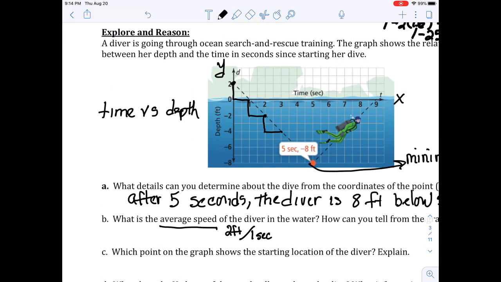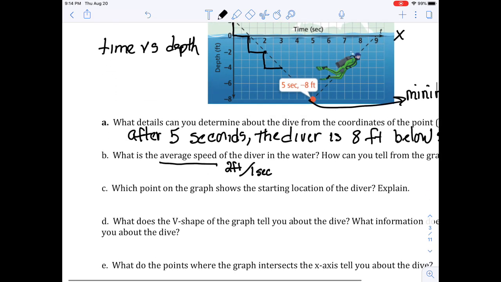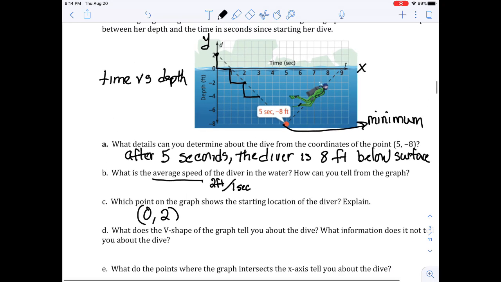Which point on the graph shows the starting location of the diver? So the starting location of the diver is right here, and that's at 0, 2. In other words, the diver started 2 feet above the water before they jumped into the water. And the reason that that is the starting location, because this is where time equals 0. So the time equals 0 at 2 feet.